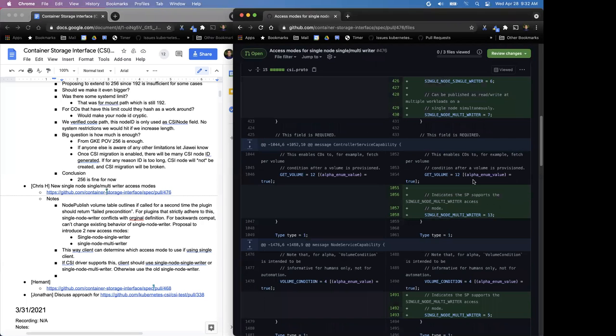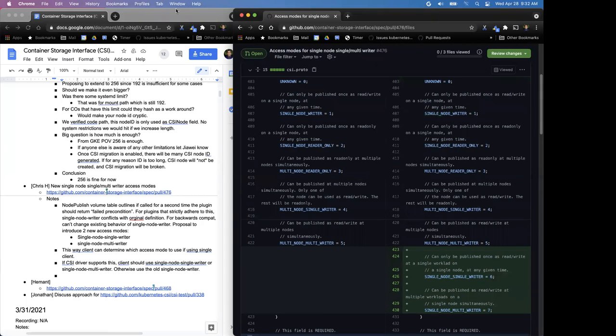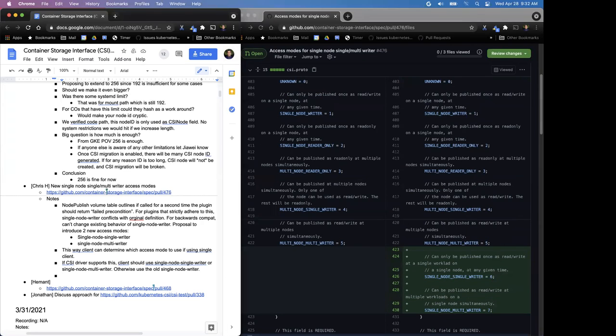The PR probably still needs a little bit of work. I need to mark those enum values as alpha, and I probably need to also add the single node writer expected behavior to the table, because I have a little table in the spec markdown that says, note if the CSI driver supports this capability, this is what the expected behavior should look like, and I should probably include single node writer in there just for consistency. And so, yeah, that's it.